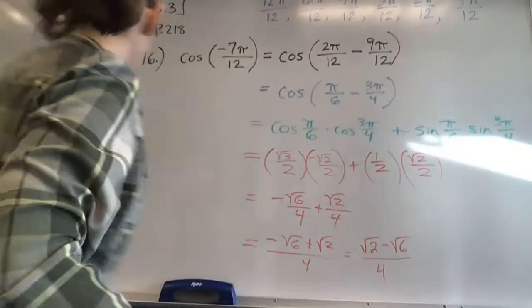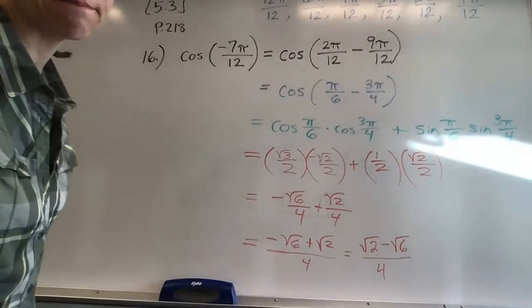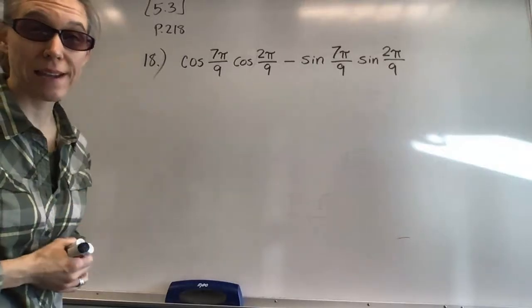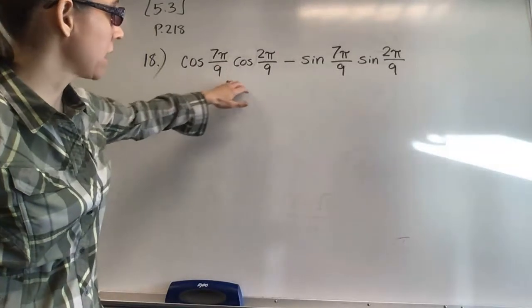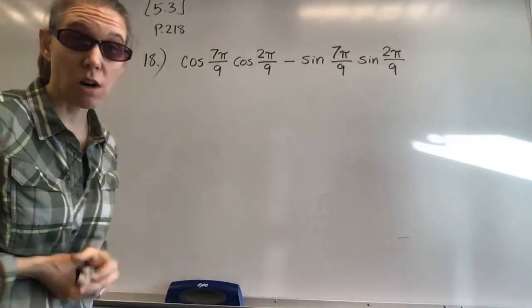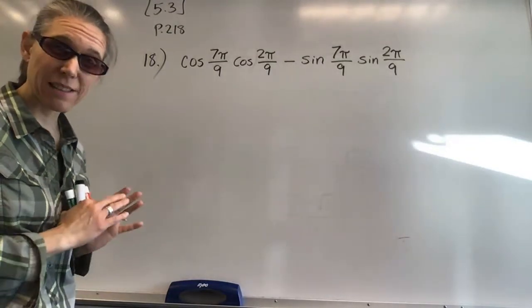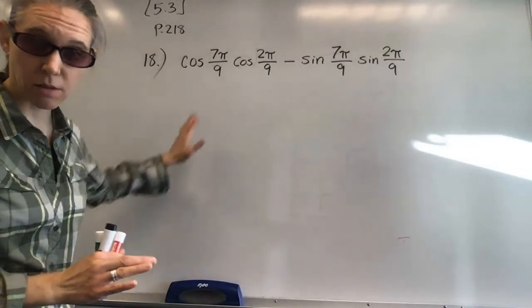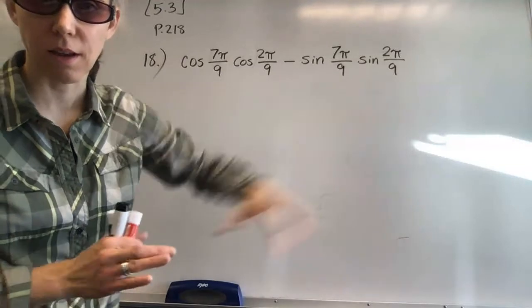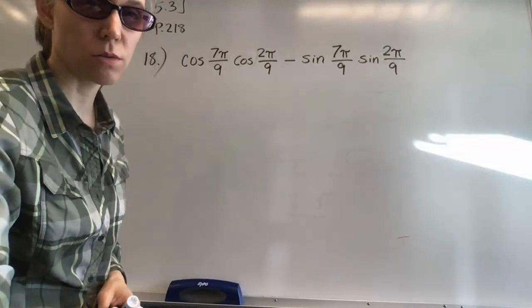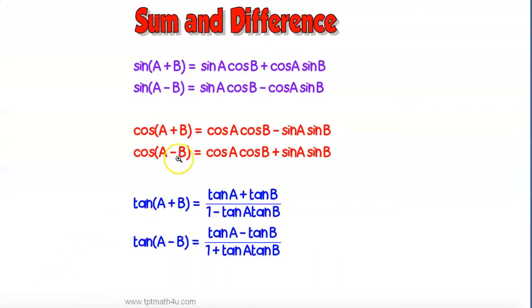Okay, next we are going to be doing number 18. Now we need to find the exact value. 7 pi ninths, 2 pi ninths, those values are not on the unit circle. But in glancing at this expression, it should remind us of something. Cos, cos, minus sine, sine. Which of those formulas is that? Oh, that's cosine of A plus B.